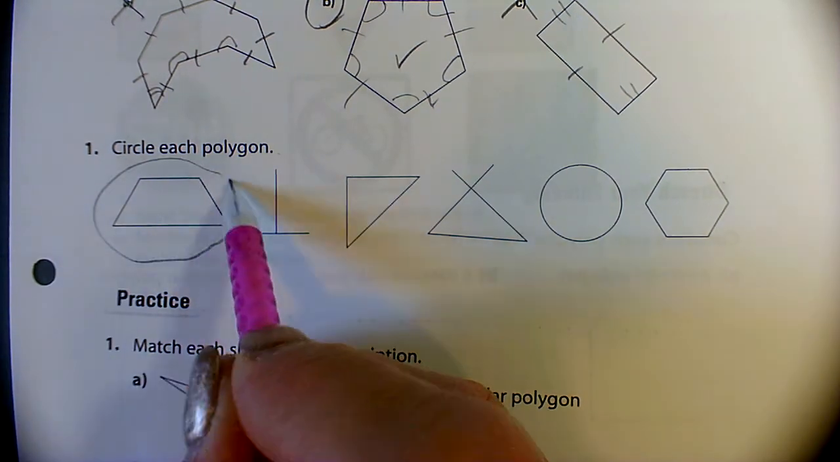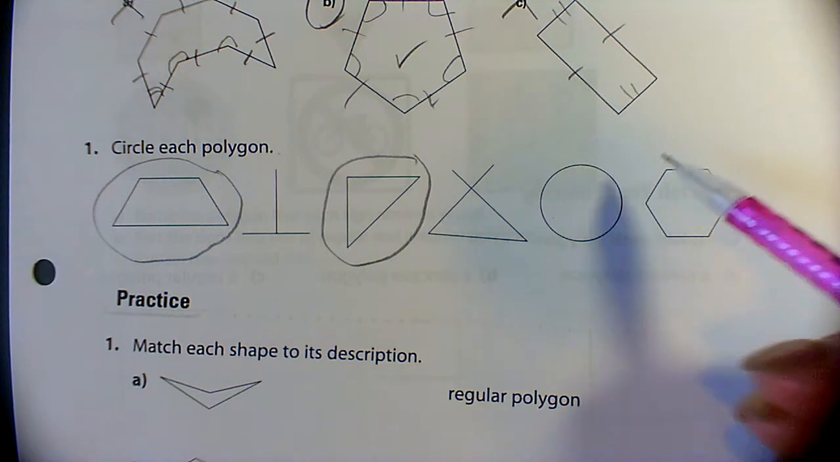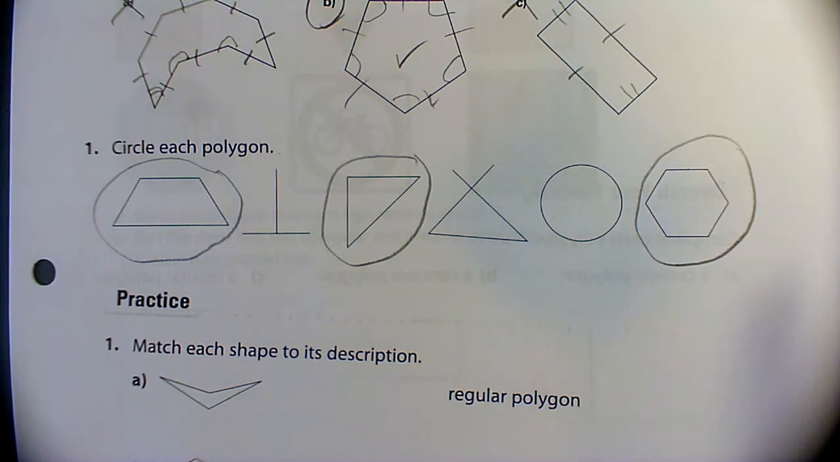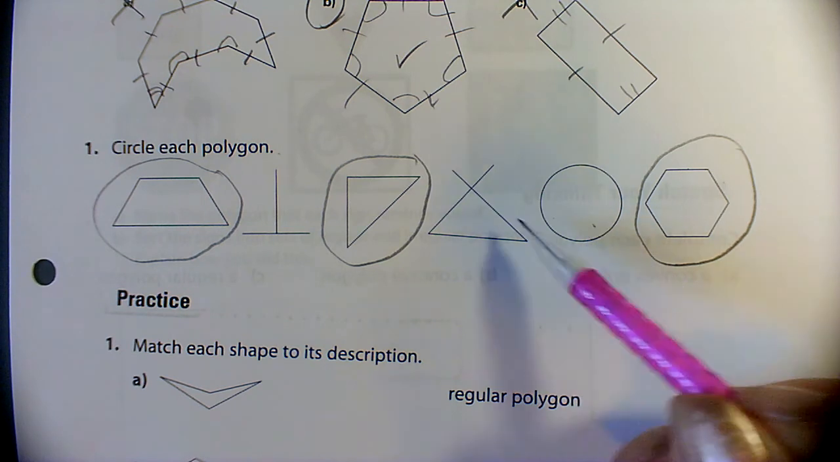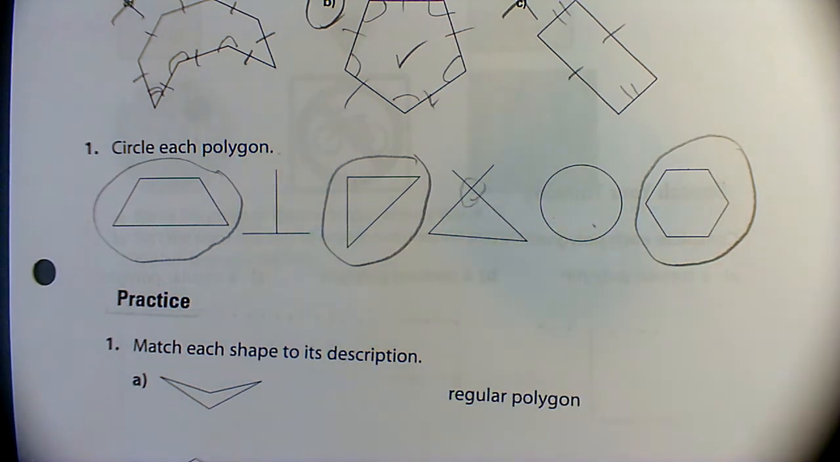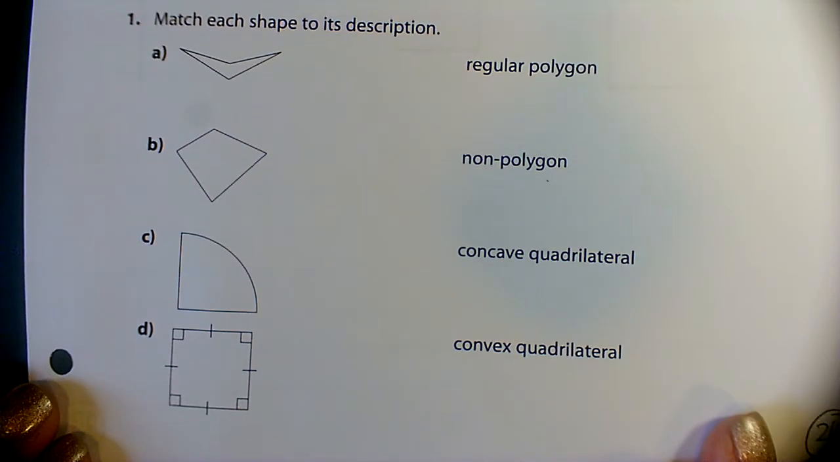Circle all the polygons. Well, this is a closed figure, straight sides, all vertices. Oh, this triangle is a polygon, and this one on the end is a polygon. Not this one. It has no straight lines. It crosses over there, and it's not a closed figure. All right. Matching.